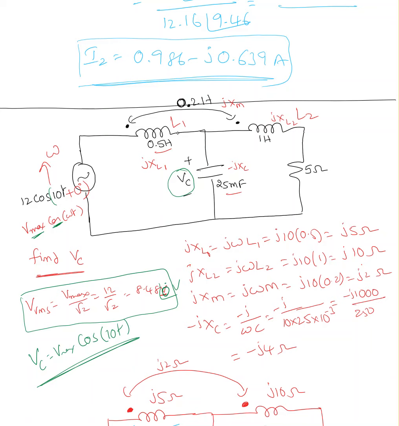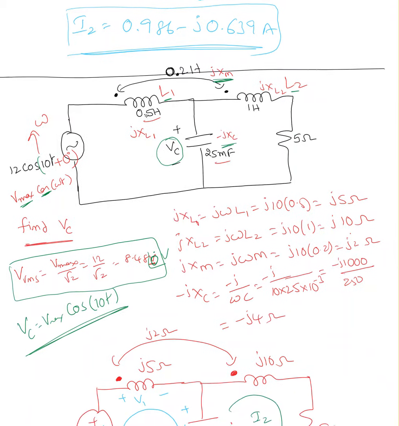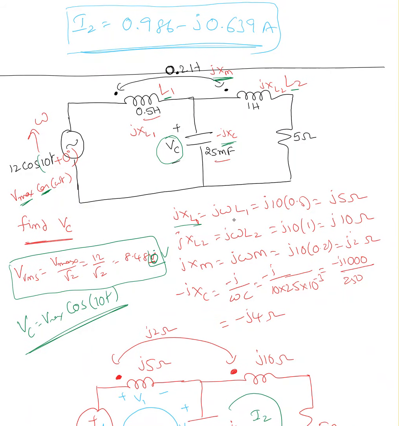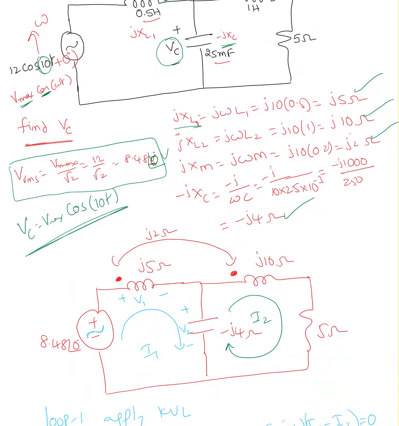Now I'm going to take this as L1, this as L2, this as minus jXC, and this is jXM. So jXL1 equal to j omega L1. Omega is 10, that indicates the omega. So jXL1 equal to j5 ohms, jXL2 equal to j10 ohms, jXM equal to j2 ohms, minus jXC equal to minus j4 ohms. Now this circuit is in the frequency domain.